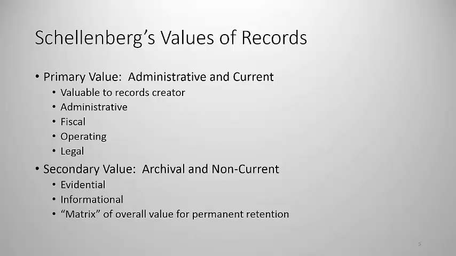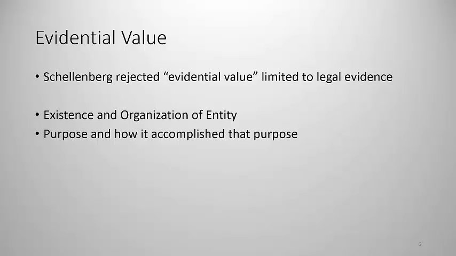Now, there's no absolute determinant. There's no scoring system that says that you must have X amount of evidential value or Y amount of informational value in order to be accessioned into the archives, acquired by the archives. Appraisal of evidential and informational value is like dealing with a matrix, a calculus of overall value, that you have to determine whether or not this body of records, whether it's a small body or a large body, should be retained permanently or dealt with in some other way. Let's look at these two bodies of secondary value now. The first is evidential value.